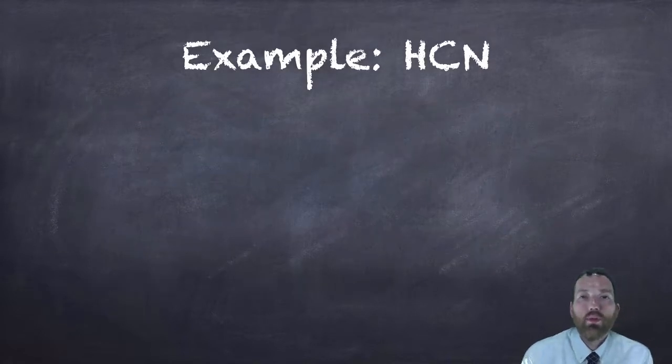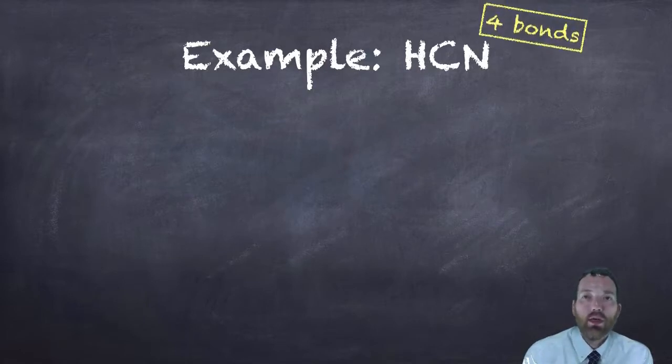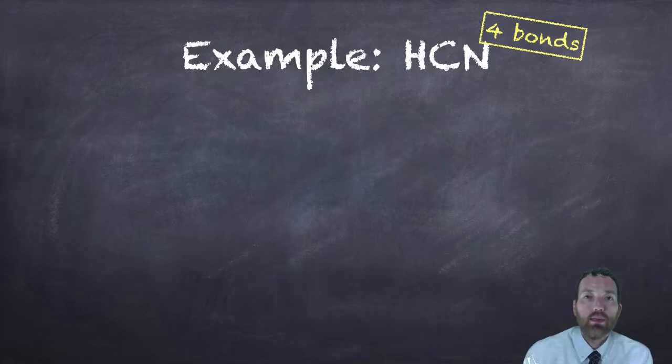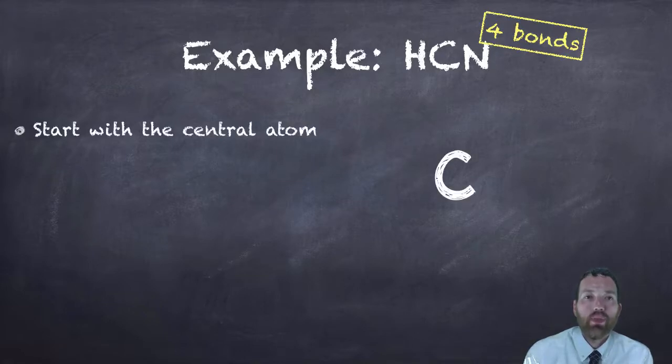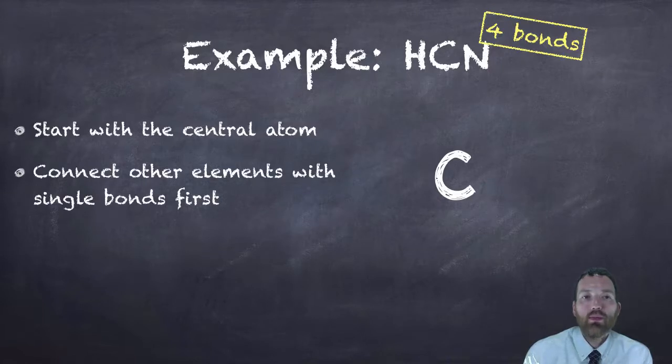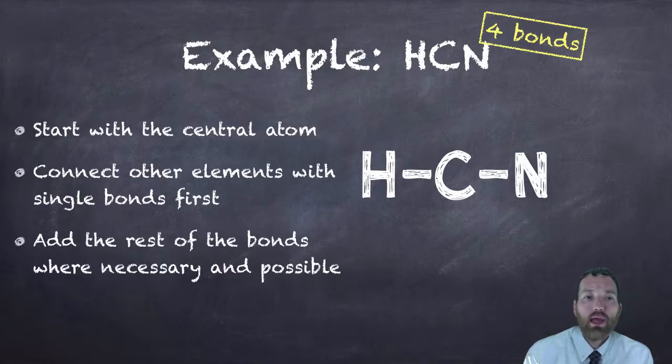So now we're ready to draw our molecule. Before I draw, I like to remind myself how many bonds I need to draw. I need 4 bonds on this molecule here. So let's start with the central atom. There's carbon. And we're going to connect the other elements with single bonds first. So we'll attach the hydrogen on one side and the nitrogen on the other. Then we're going to add the rest of the bonds where necessary and possible. So I need to attach 2 more bonds.